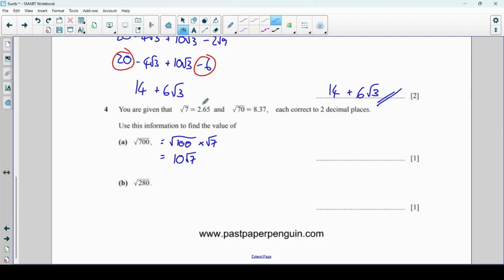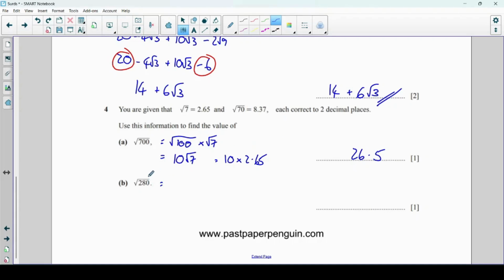And now I'm going to use this one up here. It's telling me that root 7 is 2.65. So I'm going to do 10 times 2.65, which is 26.5. Similar thing with this one.